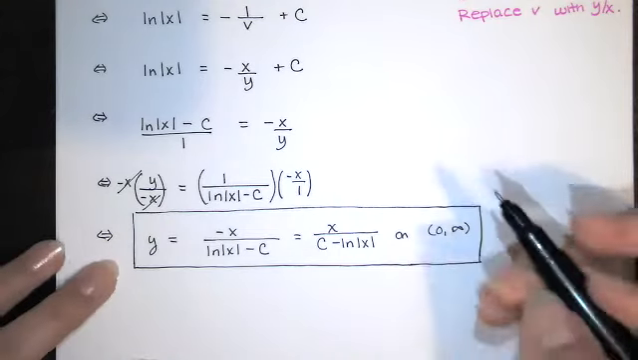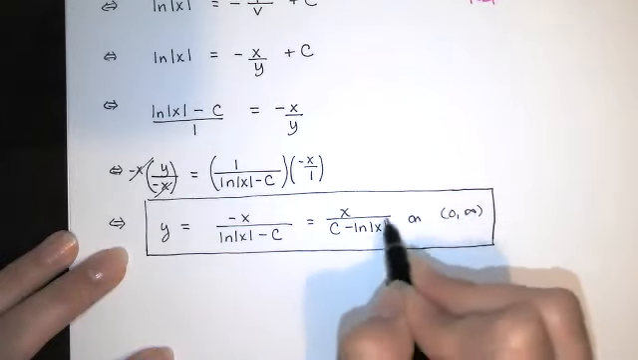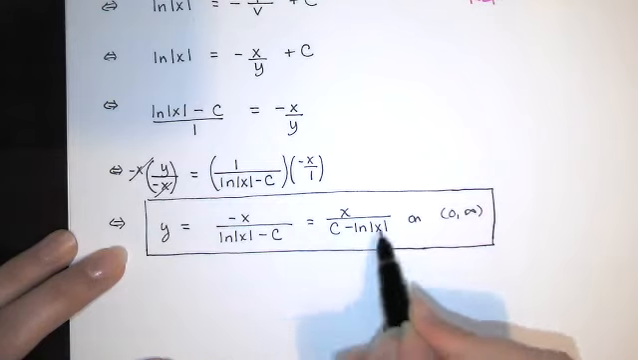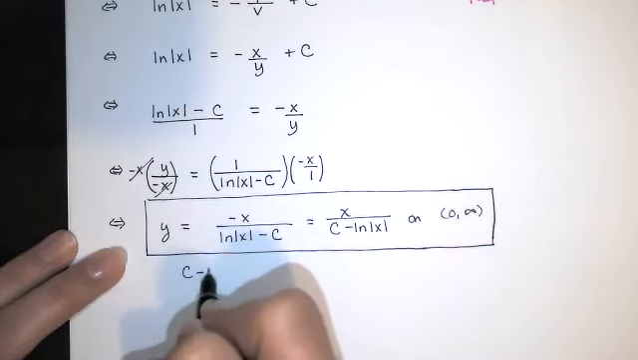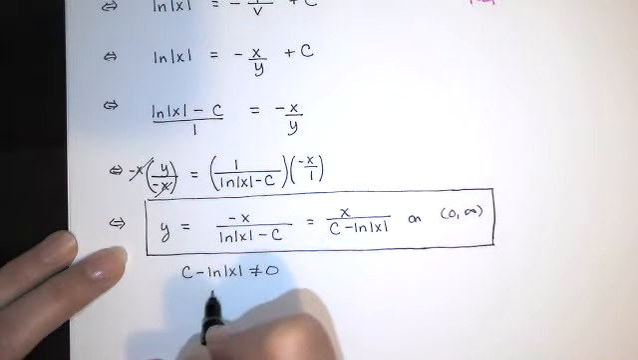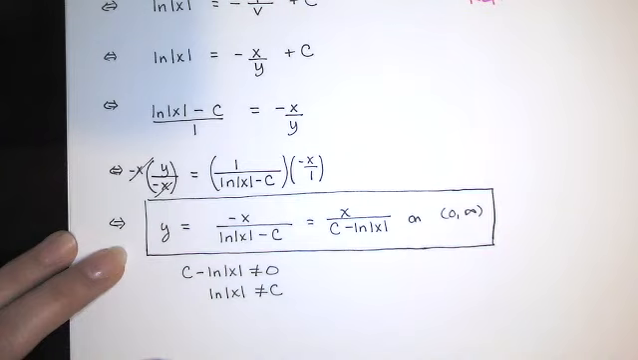Well, actually, no. Let me check just one more thing. This would be 0 to infinity if that was just a log in the denominator. But actually, the whole denominator cannot be equal to 0. So c minus natural log of x is not allowed to be 0. So natural log of x is not allowed to equal c.